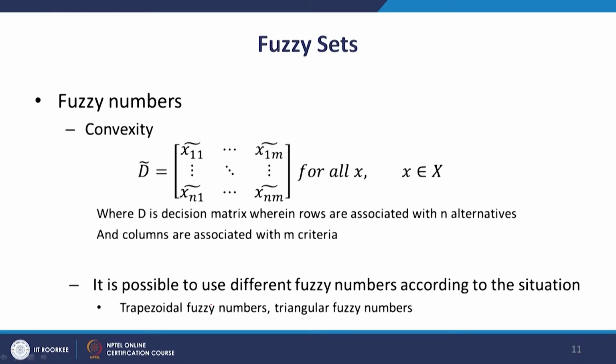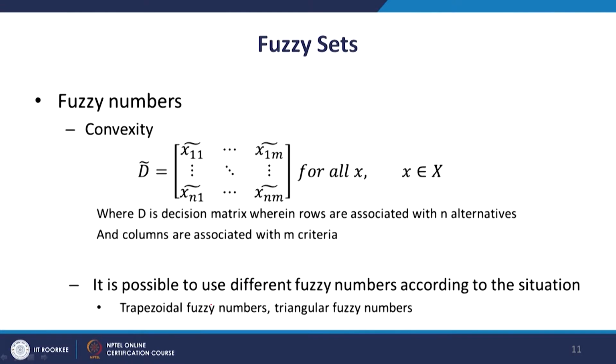Then the other condition is convexity. If you look at this condition, we are defining it like this. Capital D is a decision matrix, the typical decision matrix that we have been using in other lectures and other techniques as well, wherein rows are associated with the alternatives and the columns are associated with the criteria. So, n alternatives along the row side and m criteria along the column side. This is our decision matrix, n cross m, which we are denoting right now as capital D.